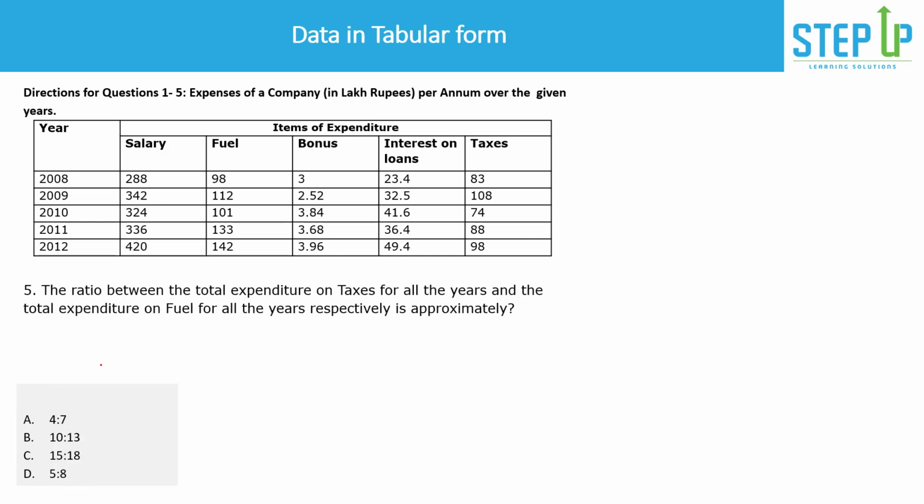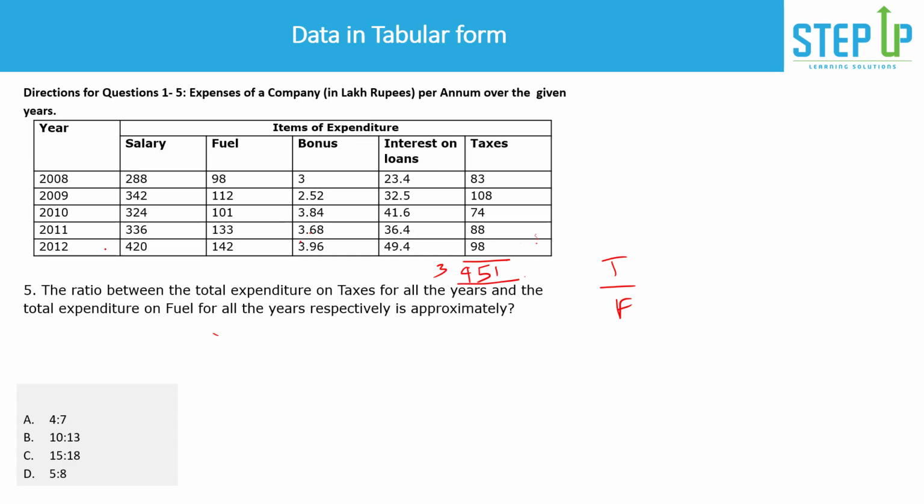Okay, let's move ahead. Last question. Ratio between the total expenditure on taxes over total expenditure on fuel. Now that means the ratio of taxes upon fuel is what you have to calculate. Taxes is how much? So you could add this up, right? 8, 8, 8. So 8, 3, 24. 24 plus 3, 27. 27, 4, 31. 1, right? Here 3. So this is approximately 451, right? So your total taxes is 451.